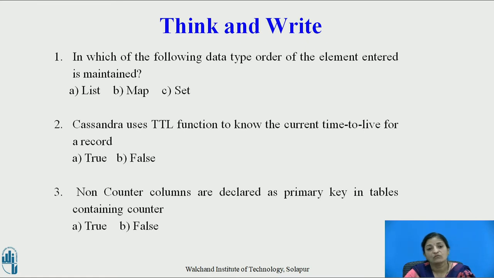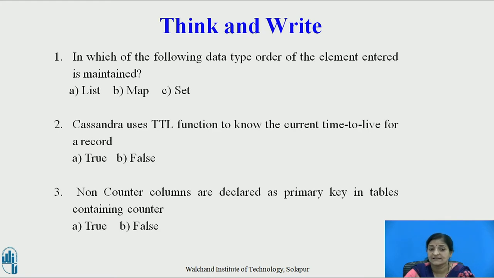Now pause the video for a while, think and write. In which of the following data types is the order of the elements entered maintained? Is it list, map, or set? Second question: Cassandra uses TTL function to know the current time to live for a record. Is it true or false? And third question: non-counter columns are declared as primary key in tables containing counter values. Is it true or false?